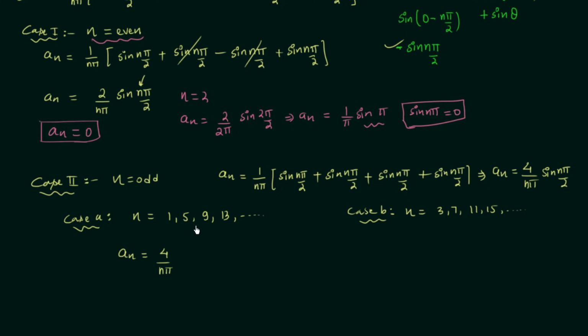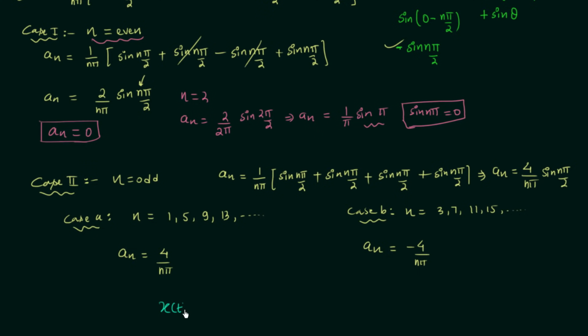So whenever we have 1, 5, 9, 13 and so on, this sine n pi by 2 will become plus 1, and whenever we have n equal to 3, 7, 11, 15, this sine n pi by 2 will become minus 1. So an will be 4 by n pi for this case, and an will be minus 4 over n pi for this case. So we have everything to substitute in our expansion, and after analyzing the given waveform, we have seen a0 and bn is equal to 0.